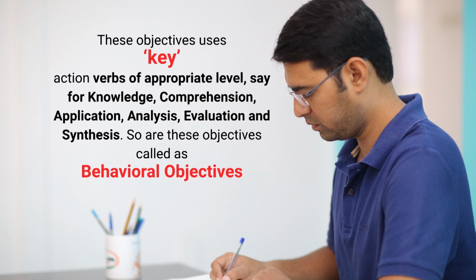evaluation, and synthesis. So these objectives are called behavioral objectives because they are written in terms of the observable behaviors of the learners. These behavioral objectives are written in observable terms so that after teaching is over, a teacher can ascertain whether the objectives have been realized or not.